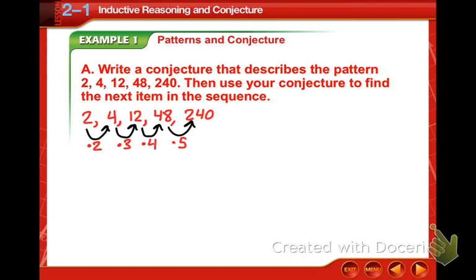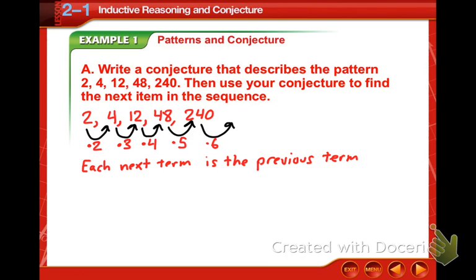So obviously our next one we're going to have to multiply by 6, so we'll do that in a minute. But first we're going to write out our conjecture. So our conjecture is that each term, or each next term, is the previous term multiplied by their position number.